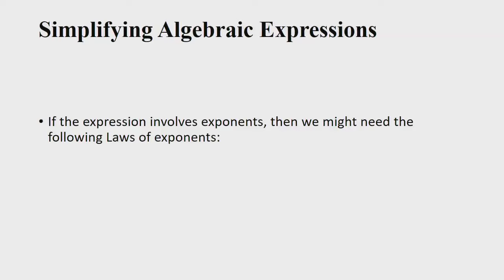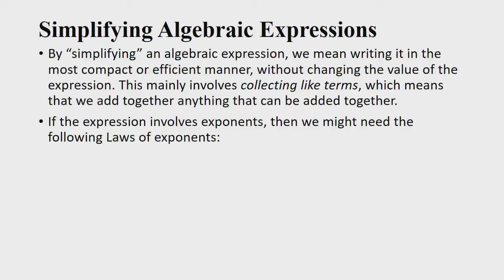Like terms are terms that have the same variable and so on, which means the only difference might be the coefficient in front. And therefore that's what we have. So by simplifying an algebraic expression, we mean writing it in the most compact and efficient manner without changing the value of the expression. Which means if the value of the expression that you end up with is not the same as the one that you started with, the one that was given, then you have changed the expression. You've not simplified it, but you've rather changed it.